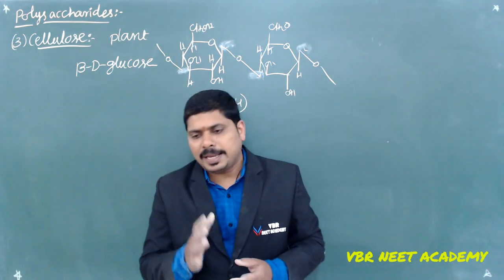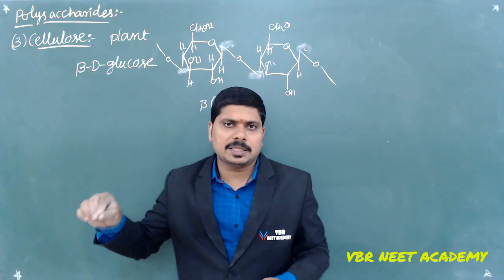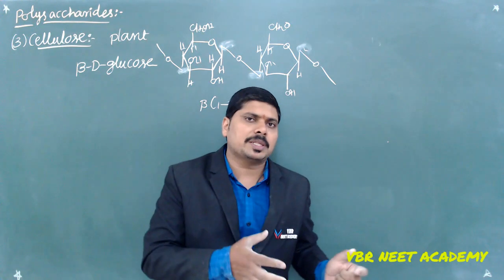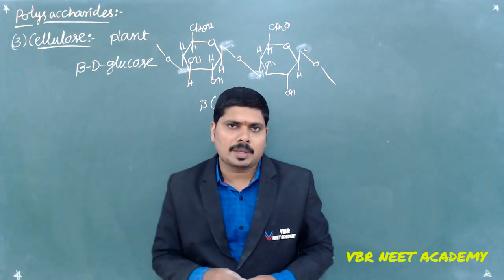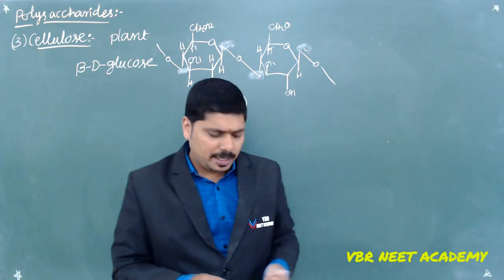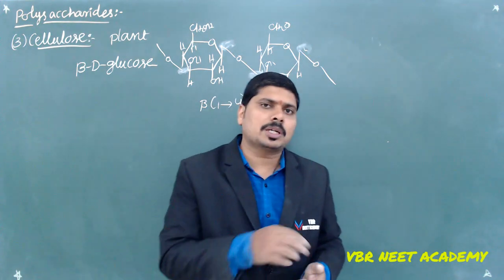And next we have ribose. Already I said it is present in DNA and RNA. That is, deoxyribose is present in DNA and ribose is present in RNA. And these are the important points about the carbohydrates. Now we have to see some important practical points about the carbohydrates.